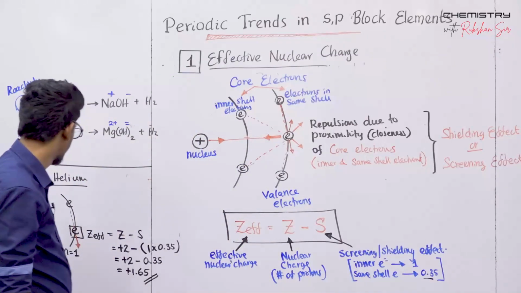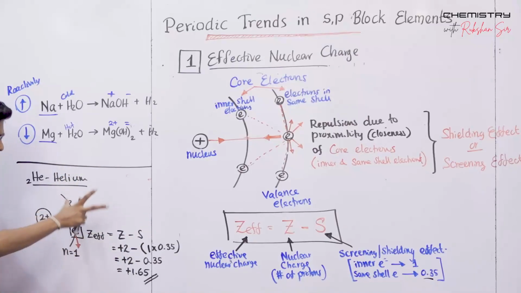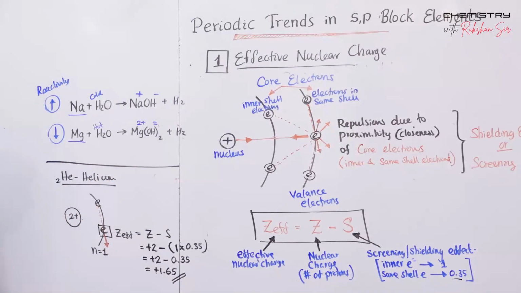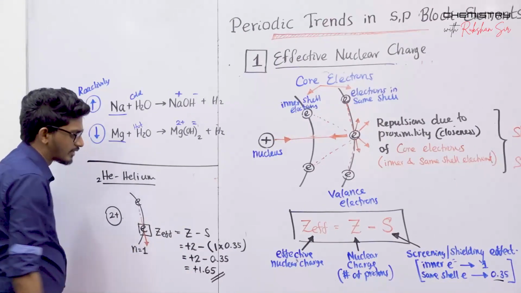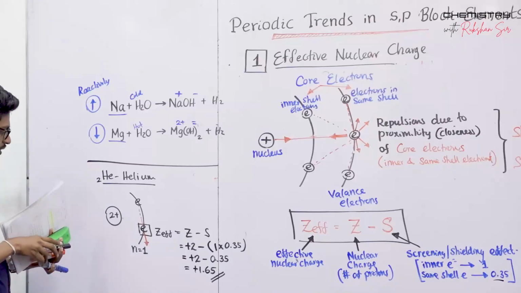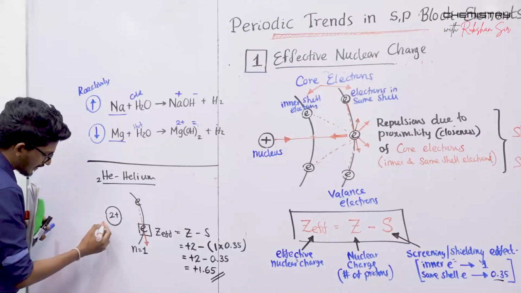So if you have some space, you can put this example. Even with helium, the effective nuclear charge is less than the actual nuclear charge. This is the actual nuclear charge, this is the Z.